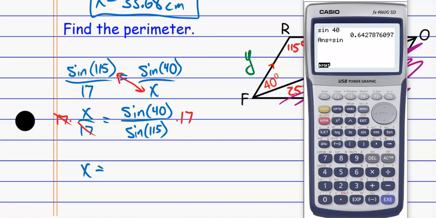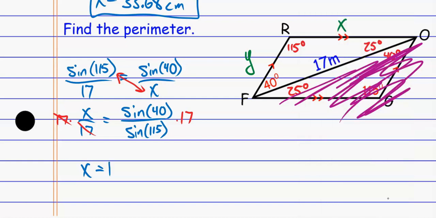divided by the sine of 115, and then times the 17. And I get 12.06. Okay, but that's just one of the sides, and that was meters.